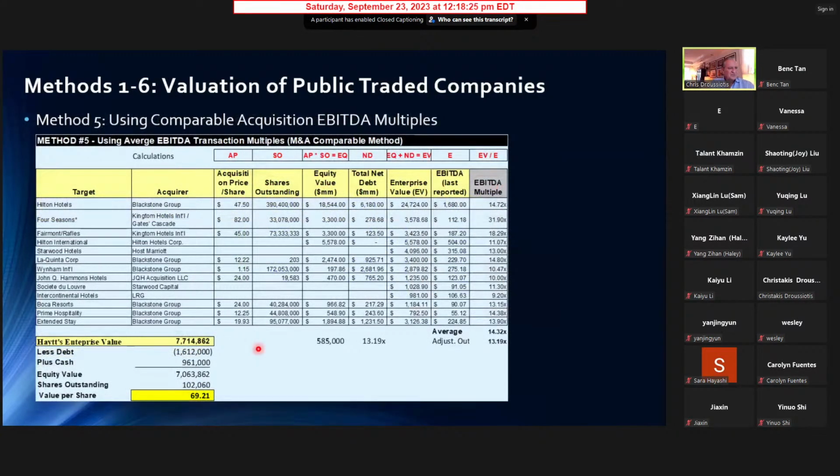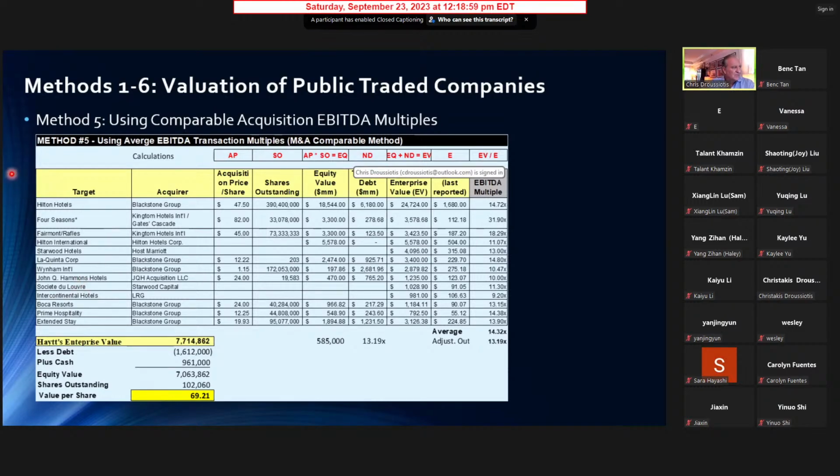The next method is method 5. Method 5, of course, is companies that were announced in the past, how much somebody paid. You use this method in real estate. If you have to sell your apartment, how much will I sell it for? Well, the best method is to look at another similar apartment and what somebody bought it for. The same thing with this. They look at other hotel company transactions. That's why it's called transaction multiple.